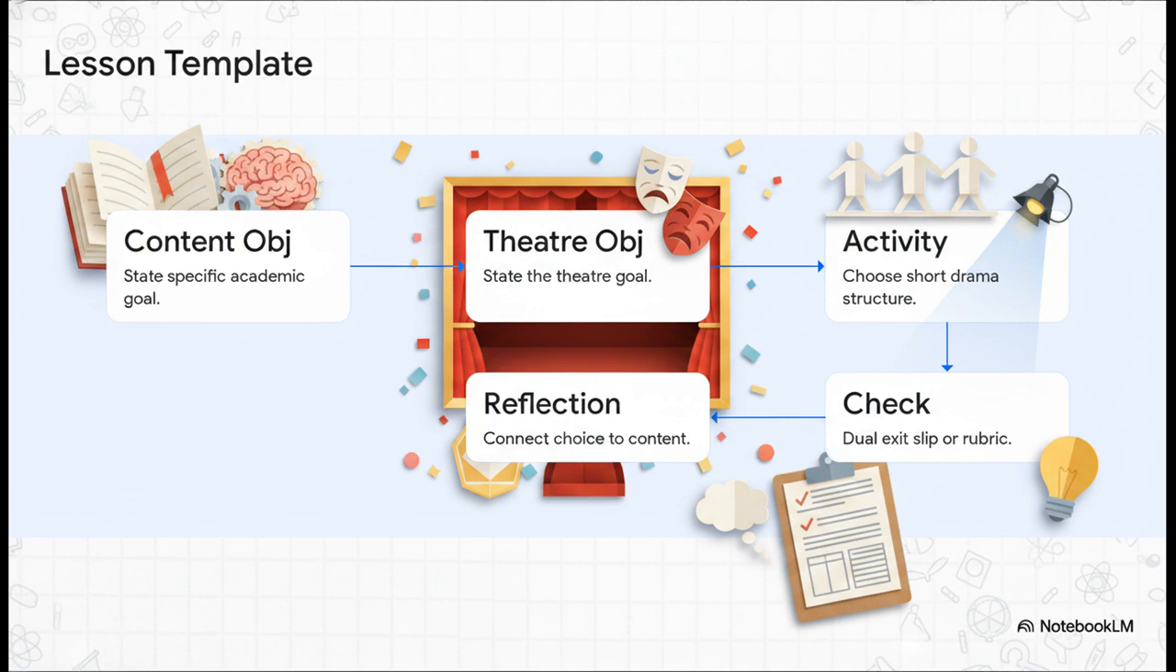Step 4 is the formative check, where you assess them in real time. And finally, Step 5 is the reflection. And honestly, this is where the absolute magic happens. By reflecting, students have to metacognitively link exactly why their physical choice represented a specific academic concept.